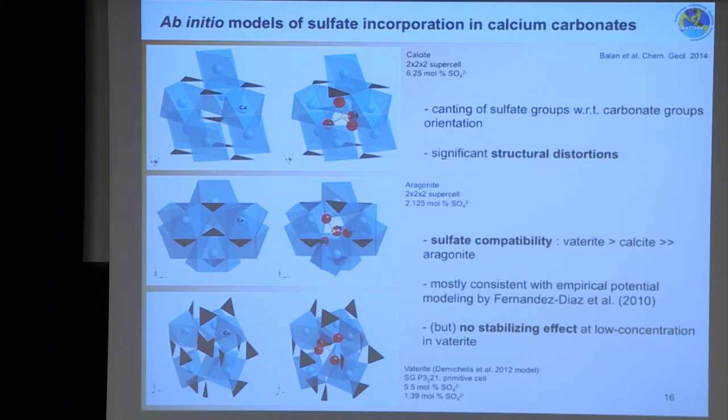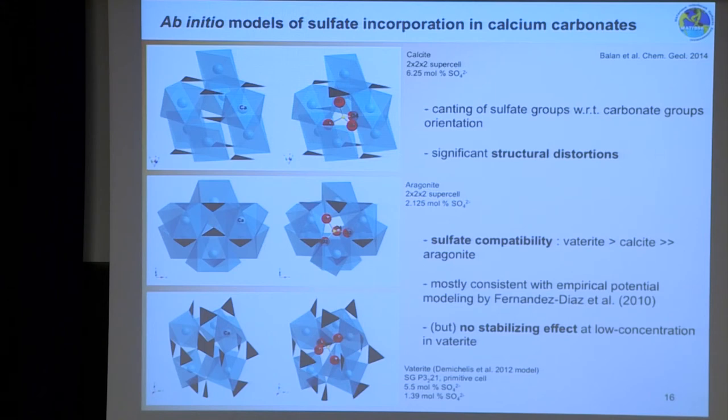And it seems that sulfate is more easily incorporated in vaterite or calcite, and much less easily in aragonite. These results obtained with density functional theory are mostly consistent with the previous studies by Fernandez Diaz et al. We were using empirical potential modeling, except that concerning vaterite, we did not observe any stabilizing effect of sulfate at low concentration in vaterite.